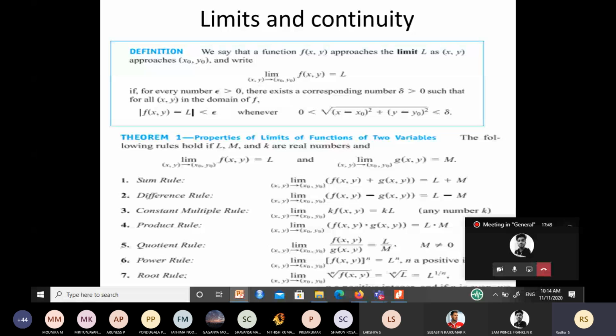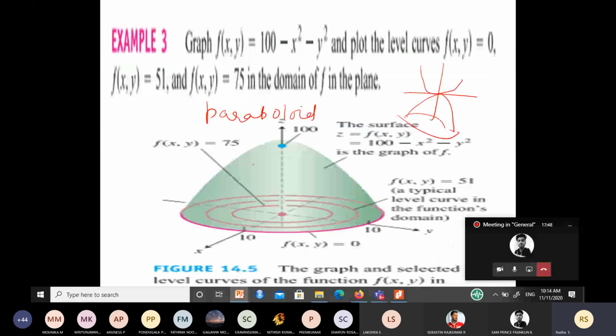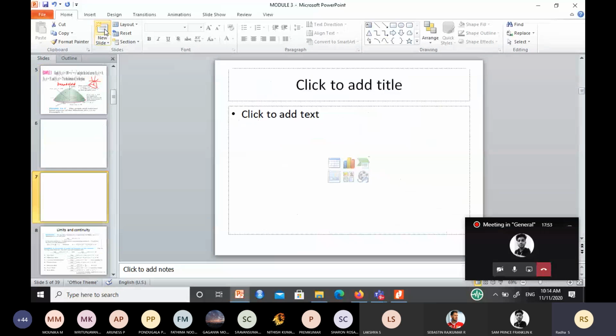Okay. Limits and continuity. I'll just start with limit at least. You remember limit? Everybody? Limit, you remember in the two-dimensional case? So what do you say? When do we say that limit exists? Suppose limit x tends to a of f of x equals L. That means whenever x approaches a, your f of x approaches the value L. That's the meaning of limit, right?